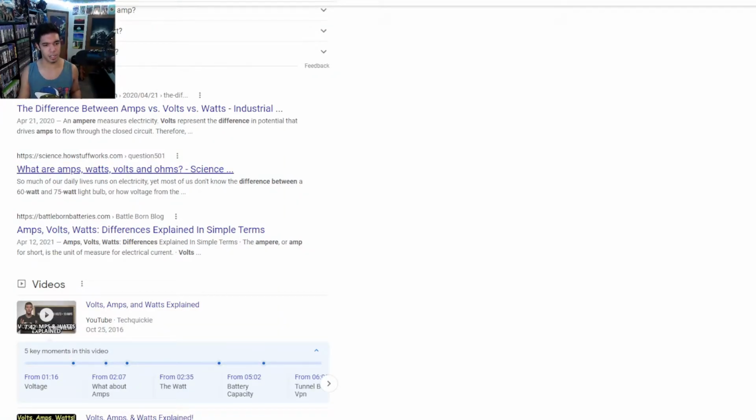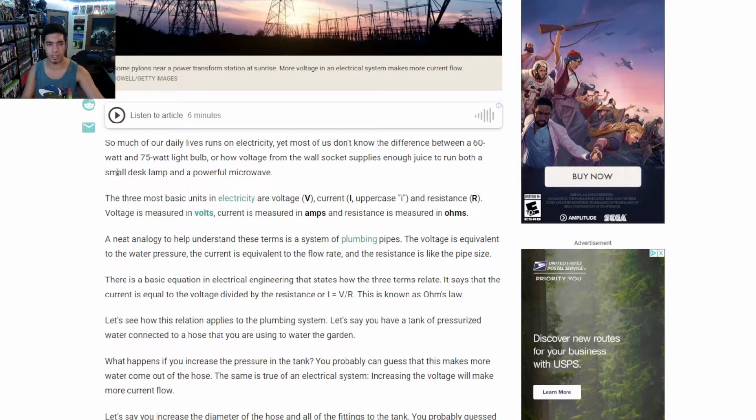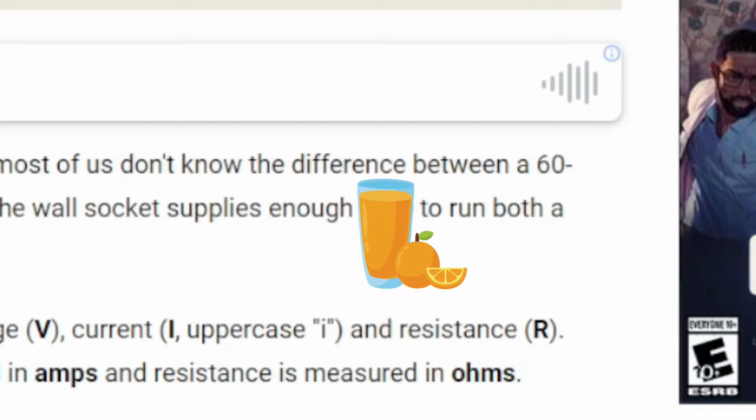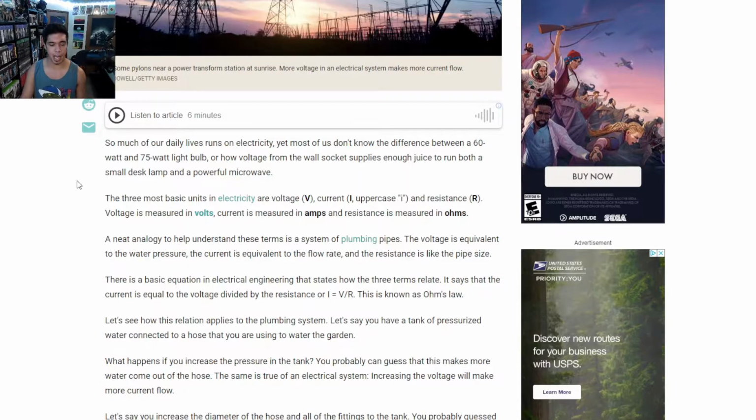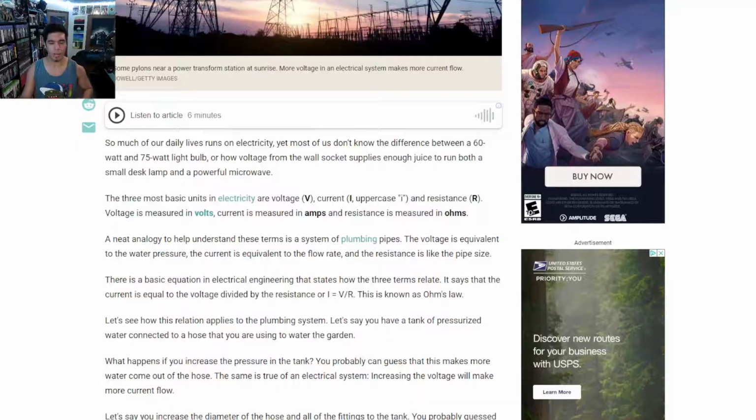So based on that information, I would elect, with my humble vote of 1, that we go to a site like How Stuff Works that is a little less technical. So much of our daily lives runs on electricity, which we know, yet most of us don't know the difference between a 60 watt and a 75 watt light bulb, or how much voltage from the wall socket supplies enough juice to run both a small desk lamp and a powerful microwave. For the first time in forever, we've actually found a site that we can resonate with.